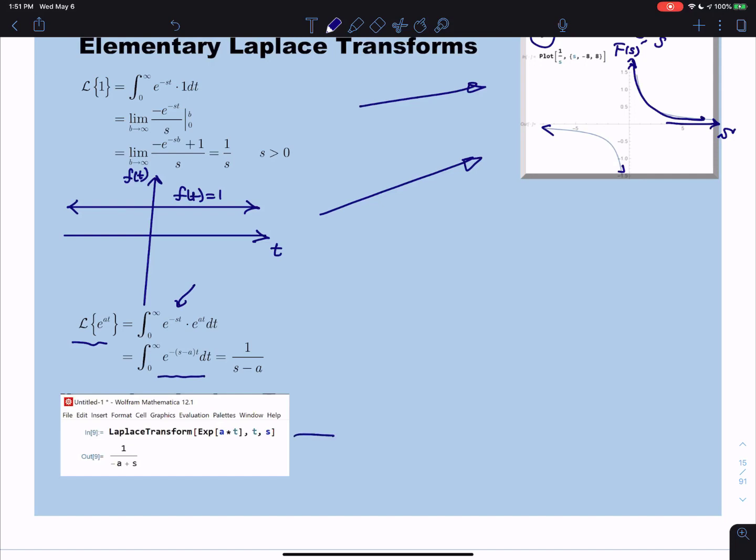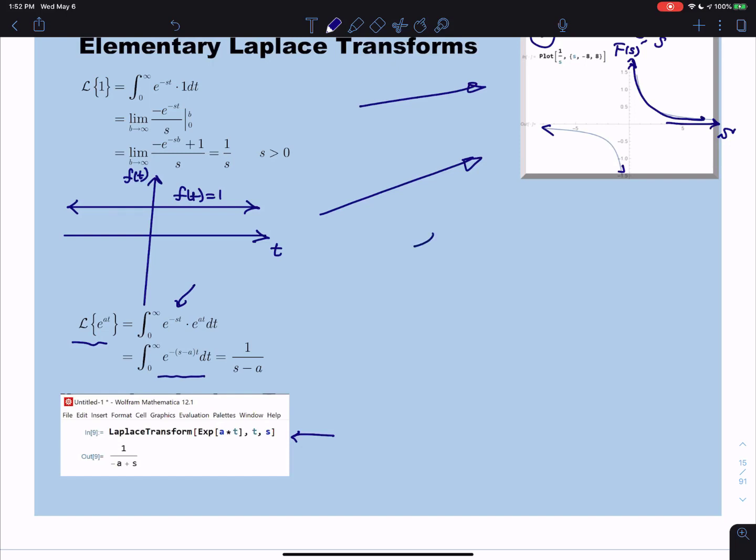And of course, you could also check with Mathematica, and you type find the Laplace transform of e^(at), and it tells you 1 over minus a plus s, or s minus a. So there's the Laplace transform of e^(at).